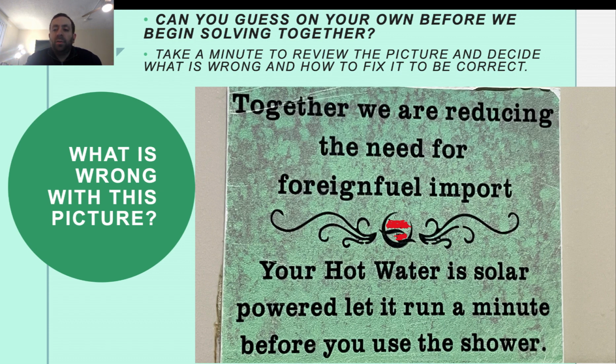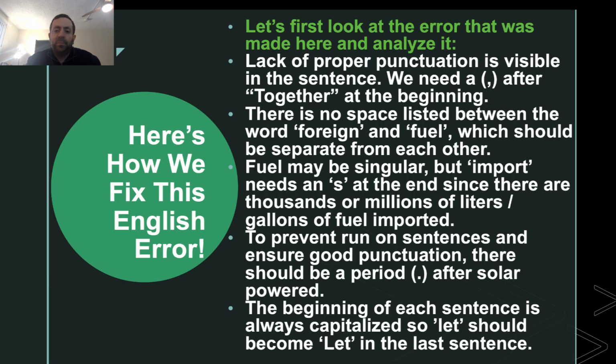So we really need to remember that when we're talking about fuel, it's not just going to be 1 gallon. It's going to be more than that. So we need to think about foreign fuel imports coming from different countries, being used for different purposes. So that's how we fix the first sentence here. Together, we are reducing the need for foreign fuel imports. So there we go. We have basically lack of proper punctuation, adding a comma, making that space there on the notice between foreign and fuel, and then adding an S to imports to make the sentence grammatically correct.